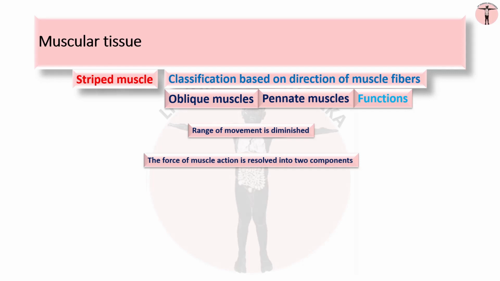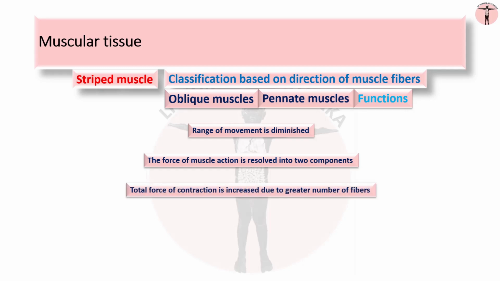The force of muscle action is resolved into two component forces. One acts in line of pull and the other at right angle to it. The total force of contraction is increased due to greater number of muscle fibers.